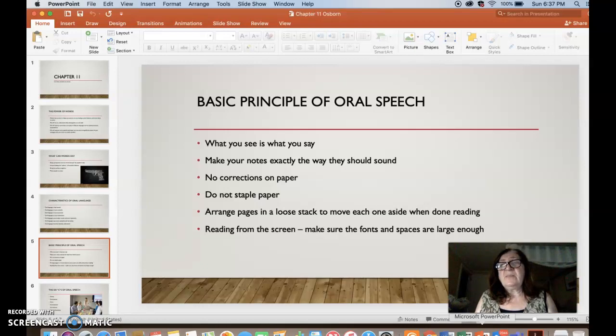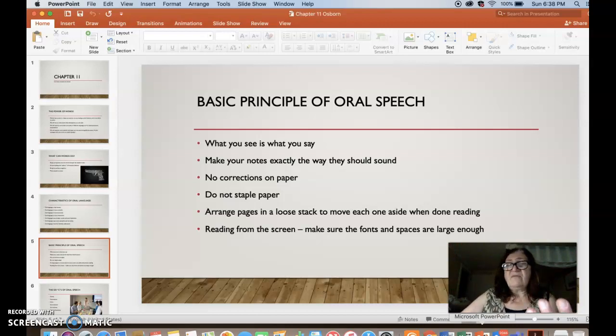Okay, so the basic principles of oral speech is what you see is what you say. I've mentioned this already. Make your notes exactly the way they need to be said. Don't make any corrections on paper. If you're going to make a correction, block it out completely, because if something's deleted, scratched out in handwriting, it creates a mess that is hard to decipher. Do not staple your papers if you're using paper to make a speech, but shuffle them one after another. Once you're done reading a page, just put it aside without extra noise.